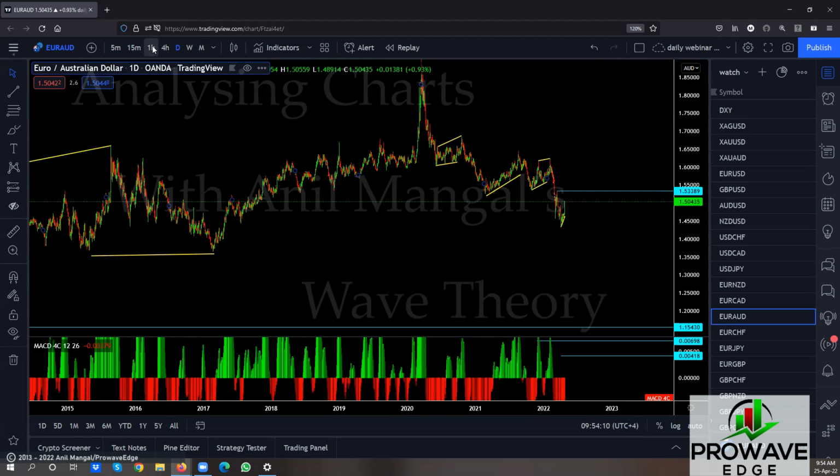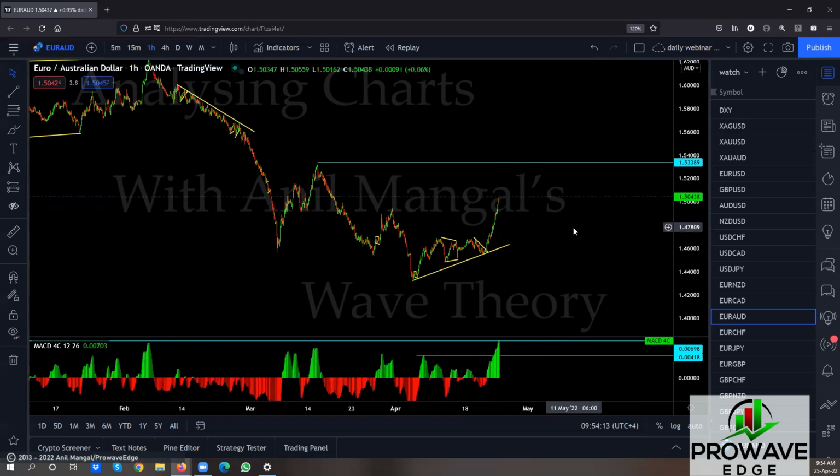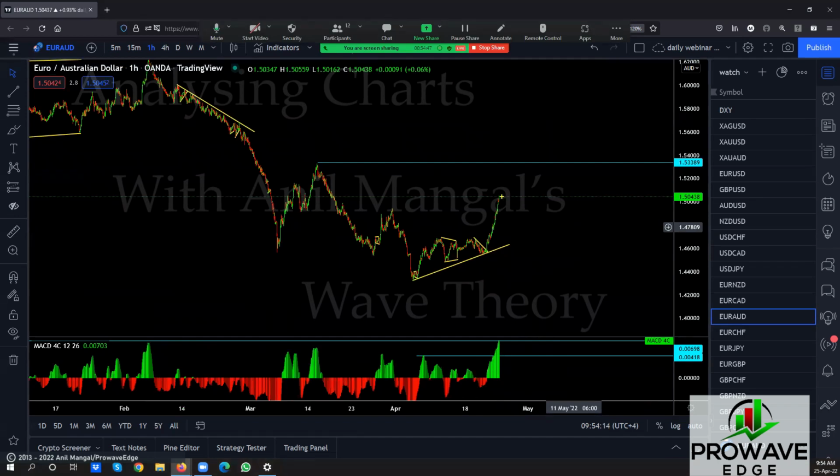Let's put it on the 1 hour. It might be a more complex flat. I'll probably go with a more complex structure. So if we start to see a sell setup here, we'll take it. Any buy setup you have, you can take it with caution because this is very corrective.